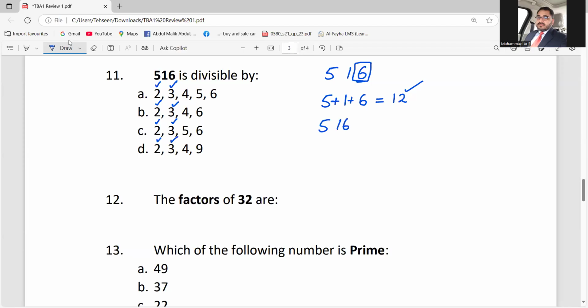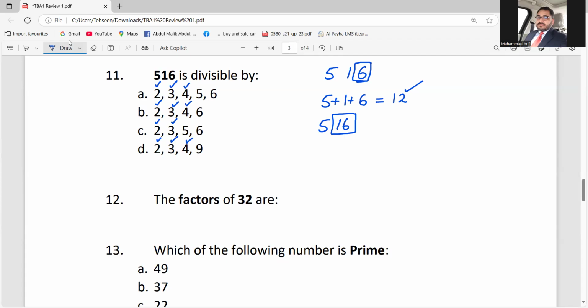Then for 4, this 516. To check whether the number is divisible by 4, we need to check the last 2 digits, the ones and tens place. The last 2 digits make the number 16. We need to check whether 16 is divisible by 4 or not. 16 divided by 4 is 4. 4 fours are 16. It is divisible by 4. That's why we can say here for 4, yes, divisible.